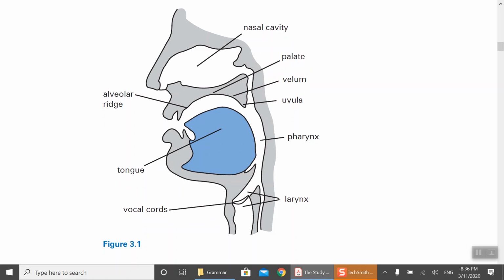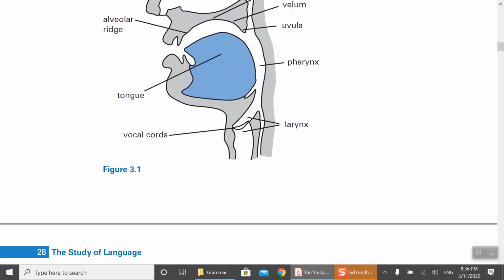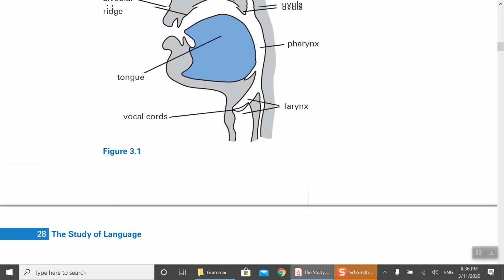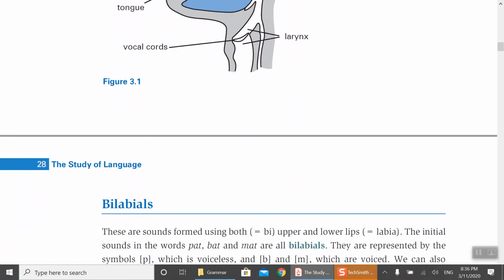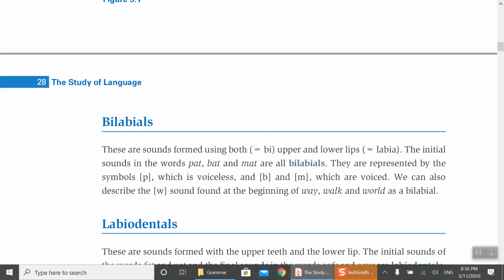There is no vibration, but when you say it you feel there is vibration in the vocal cords. Here this is nasal cavity, okay, here palate, velum, uvula, pharynx, and larynx. So here we have the place of articulation of each one.